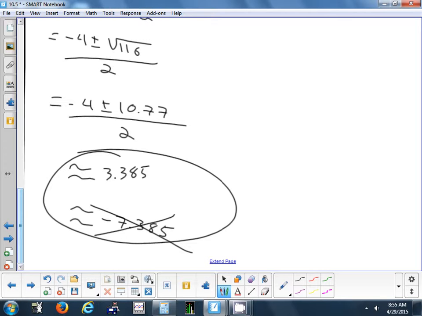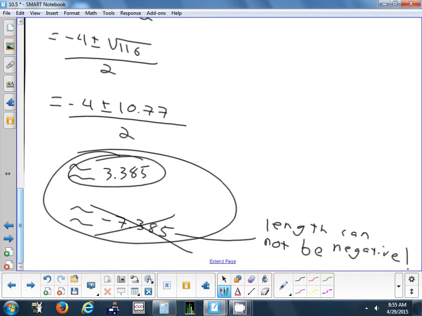It's not that we did anything wrong. It's just when you solve a quadratic, you get two answers. Sometimes you got to pick the one that's appropriate for your problem. In this case, 3.385. Okay. I'll even write down why we crossed it out. Length cannot be negative. So it's 3.385. I think the book rounded it to 3.39.